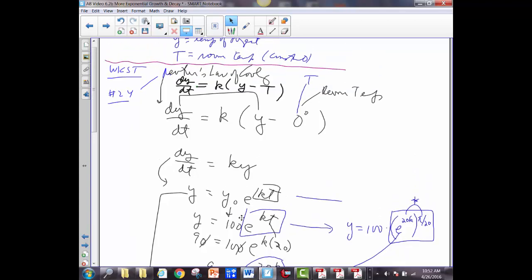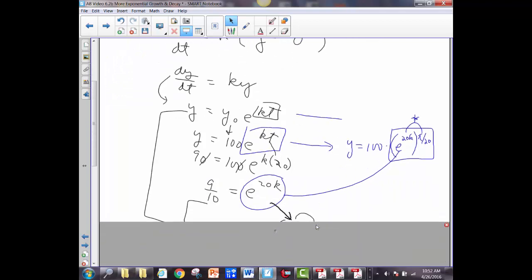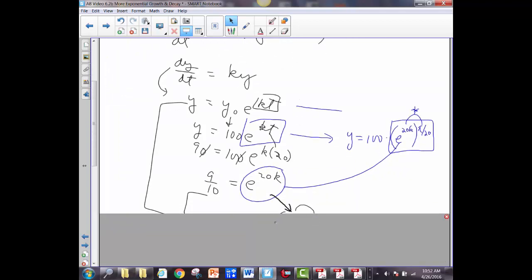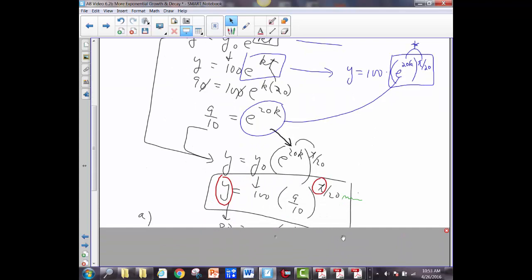You started off at 100-degree temperature, and then they told you 20 minutes later the temperature was 90 degrees. So you'll be able to solve for e to the 20k. Then I take this equation and break it up, replacing e to the kt by (e to the 20k) to the t over 20, and e to the 20k is 9/10.